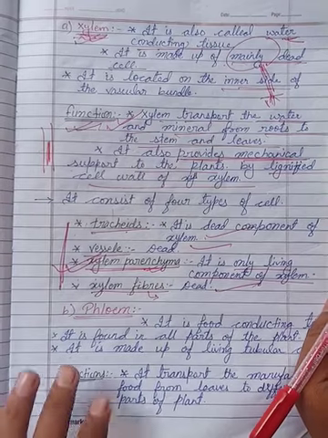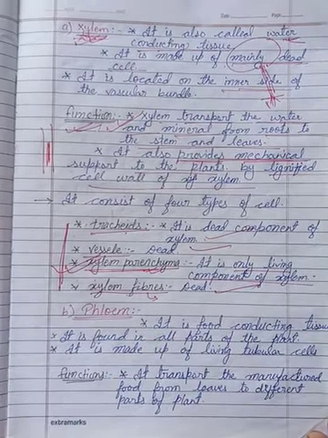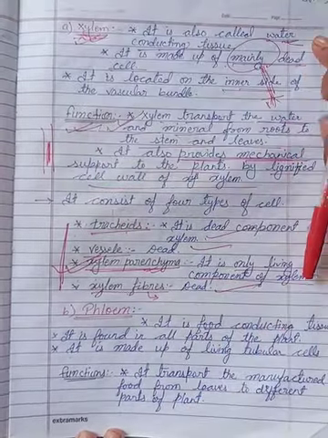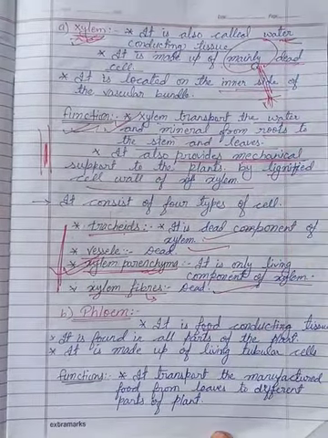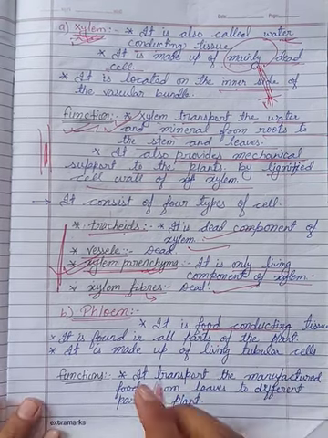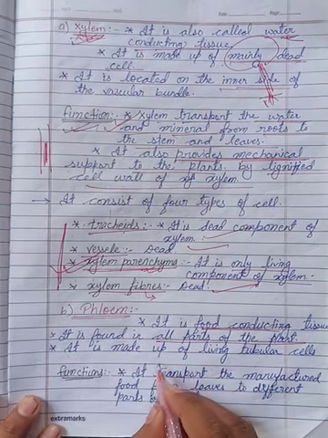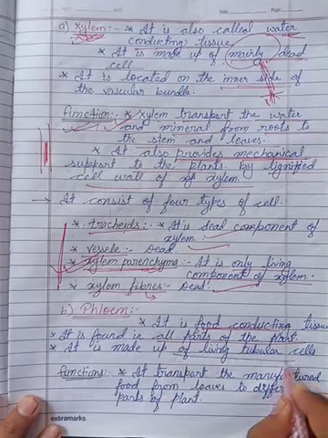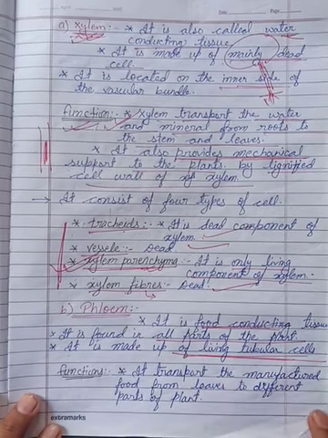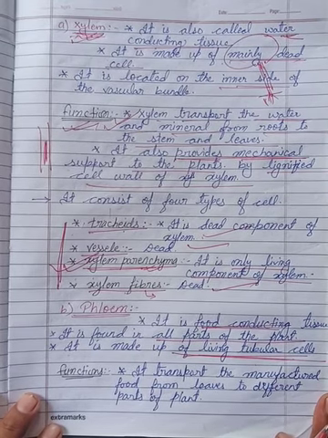Okay, now take a look at the phloem. It is food conducting tissue. It is found in all parts of the plant, and it is made up of living tubular cells. Living tubular cells that will help in the conduction or transportation of food molecules.